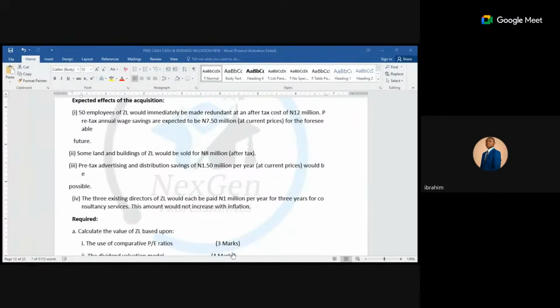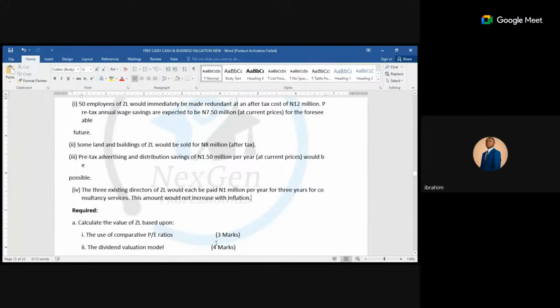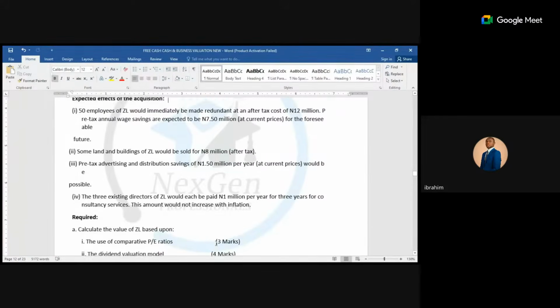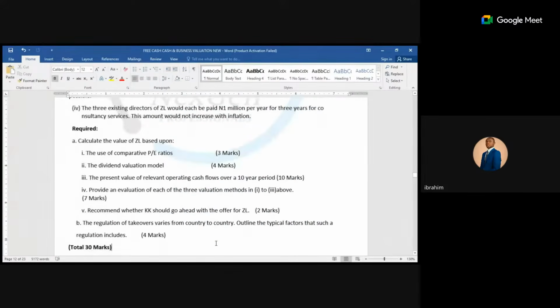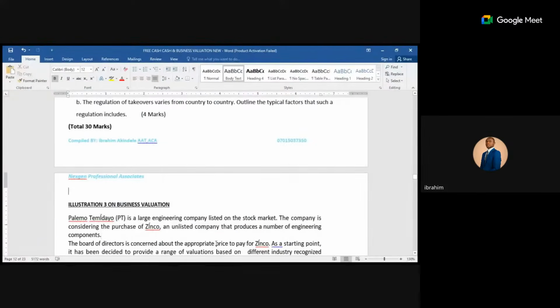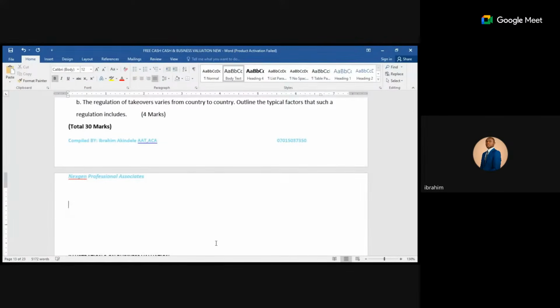So now we need to start from the PE ratio, all right, before we move to the cash flow part of it. Any other information still remains the same. So, suggested solution. You can check ICAN question, May 2023, question 1. Suggested solution, ZL.